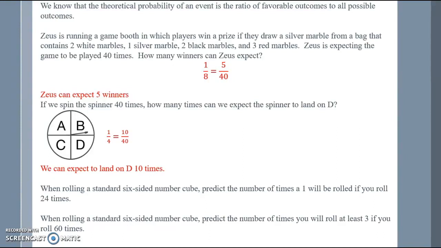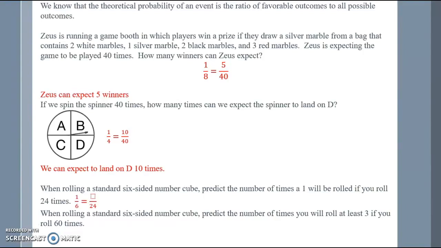When rolling a standard 6-sided number cube, predict the number of times a 1 will be rolled if you roll 24 times. So a 1 comes up 1 out of 6 times on a 6-sided cube, and we are rolling 24 times. So 6 times 4 is 24. So we would expect 1 times 4, we would expect to roll a 1 4 times.